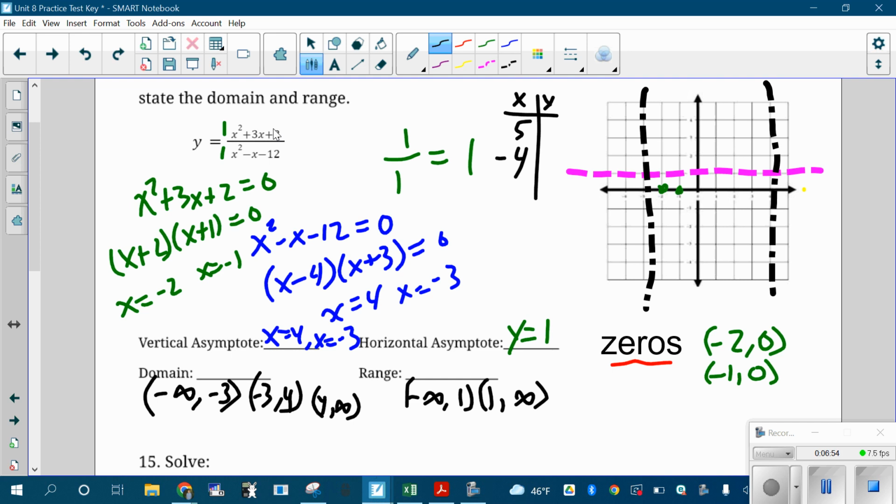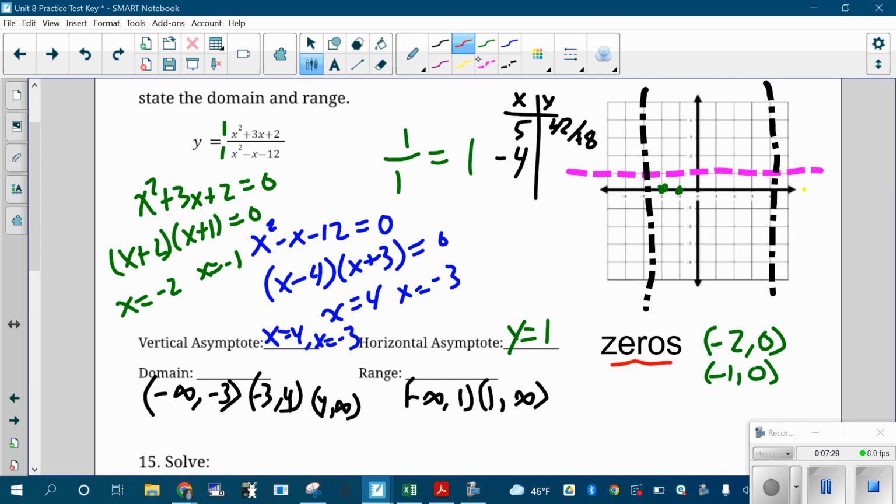5 squared plus 3 times 5 plus 2 is 42. 42 on top, and 5 squared minus 5 minus 12, 8 on bottom. You can type that in your calculator if you want to get a decimal. It should be what? A little more than -5. No, a little more than +5, sorry, that should be a +8 there. Cool. So a little more than +5.